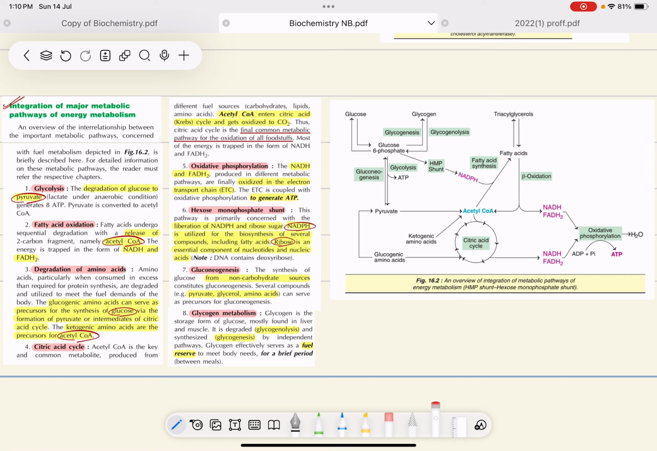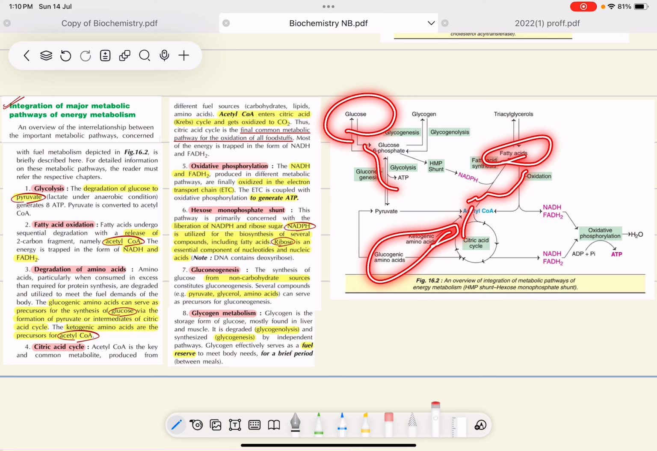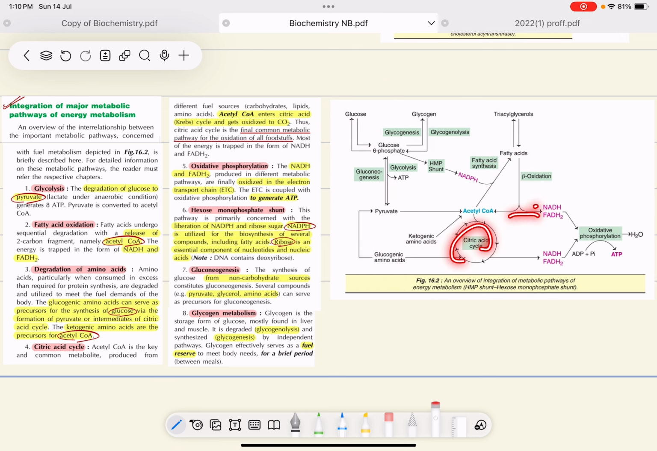It connects carbohydrates, lipids, and amino acids, and here all the final energy is final common metabolic pathway for oxidation of all foodstuff, and most of the energy is trapped in the form of NADH and FADH2. From amino acids, from fatty acids, and from glucose, from everywhere, energy goes through citric acid cycle and is stored in the form of NADH and FADH2.